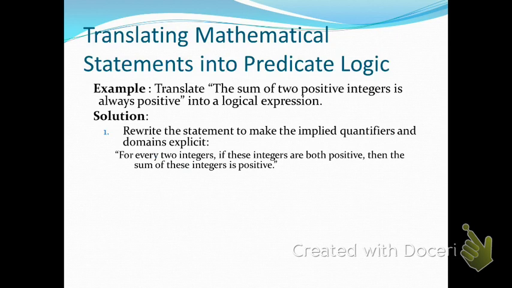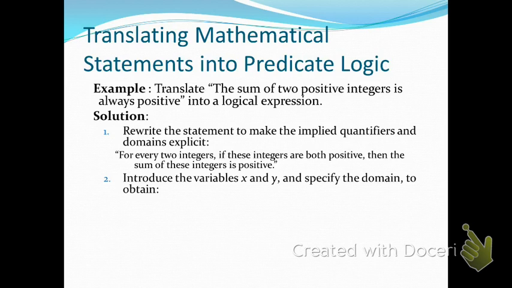For every two integers, if these integers are both positive, then the sum of these integers is positive. Okay? So for every two integers, if these two integers are positive, then the sum of these two integers is also positive. Now, let's introduce variables x and y for our domain. We're going to let our domain just consist of all integers. And if we replace this statement with our variables x and y, now we have for all positive integers x and y, x plus y is positive.